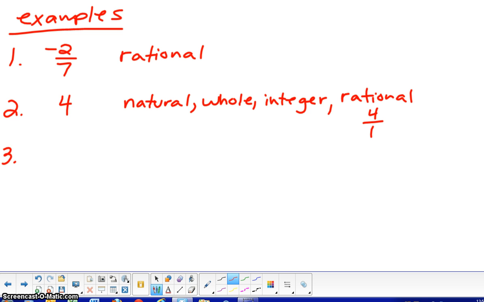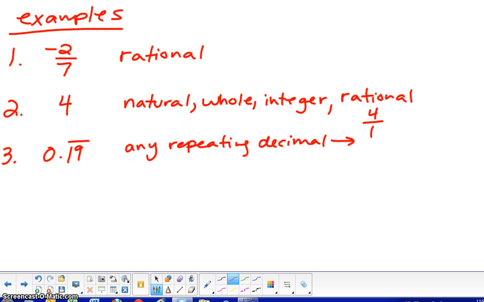For example, 3, 0.19 repeating. Okay? This one, you have to ask your question. You know it's not natural, whole, or an integer, but you could see, okay, can I change this into a fraction or not? That's really going to determine if it's rational or irrational. Okay, and in this case, any repeating decimal can be turned into a fraction. Can be changed into a fraction.